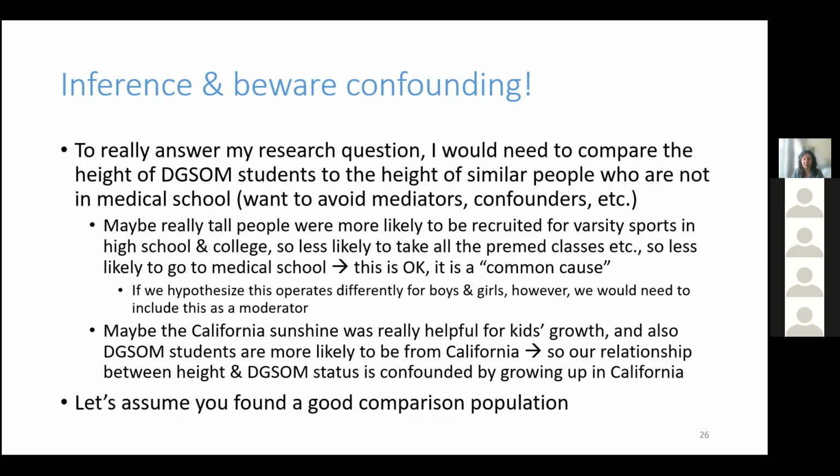Growing up in California is both affecting height and affecting whether you're at this medical school. And so we think we're looking at a relationship between height and being in school here, but actually what we're looking at is growing up in California. So this is an example where you need to be really careful and think about how you're going to measure that confounder and how it's going to fit into your analysis. Okay. So you can see why thinking this through, what are these variables and how do they relate, is important for finding a good comparison population and measuring all the right stuff when you're collecting these data.